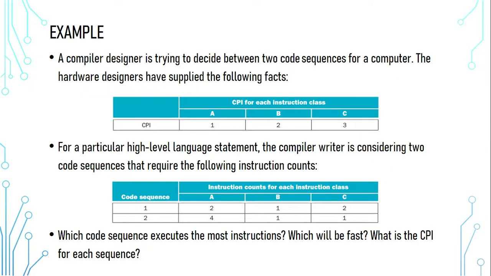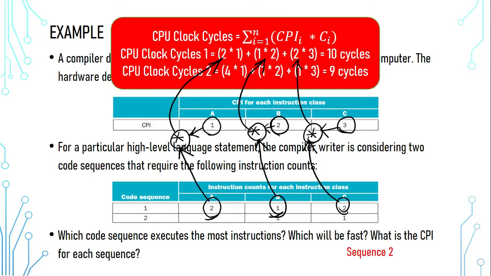Question number 2. Which will be faster? Because both of the code sequences run on the same computer, the clock rate is not required to be considered. If we calculate the number of CPU cycles for each code sequence, it will show us which sequence is faster. We can get the number of CPU cycles, or ticks, for each sequence by summing the products of instruction counts and their corresponding CPIs, as shown in the figure. The results show that sequence number 2 is faster.